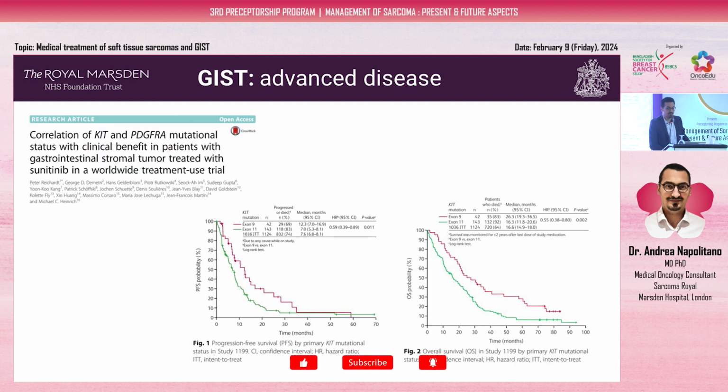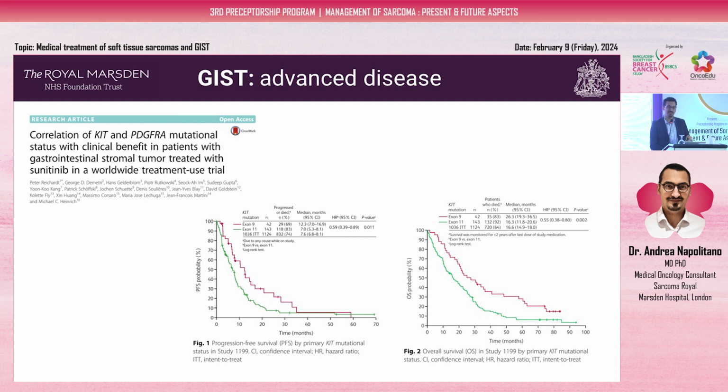Also for sunitinib, there is a difference in terms of the mutation. We know that patients that have a primary KIT mutation in exon 11 do not respond as well as patients with a KIT exon 9 mutation.